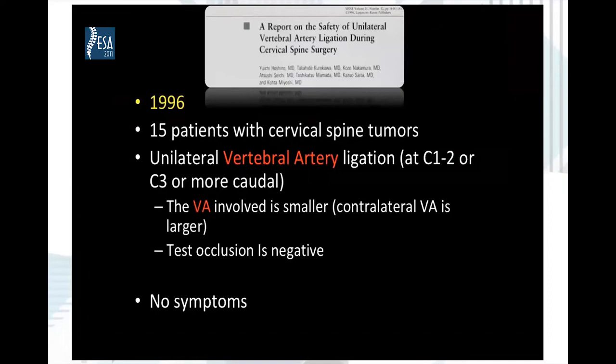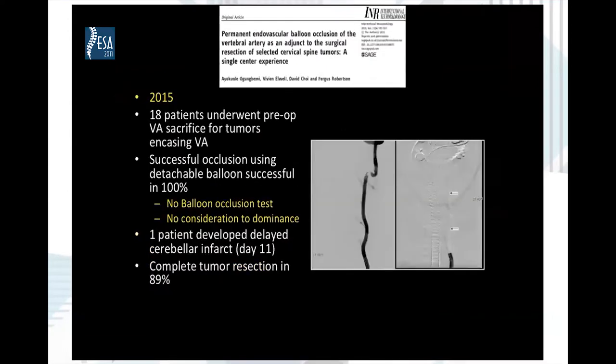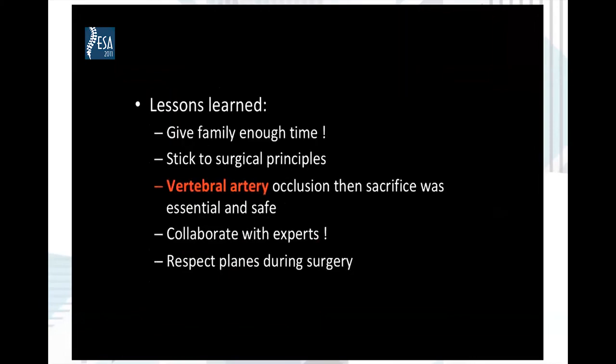The literature reported several patients where unilateral vertebral artery ligation was feasible, even without balloon test occlusion. Even some people were concerned whether there is a dominant artery. As long as the other artery is patent, you can occlude one of the two arteries.